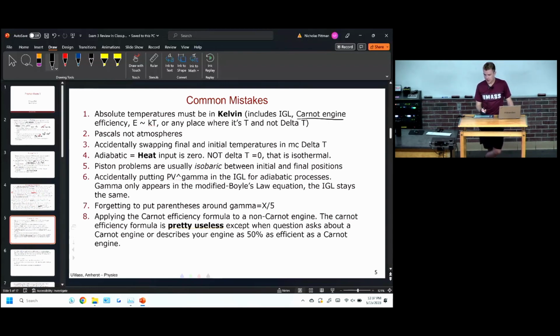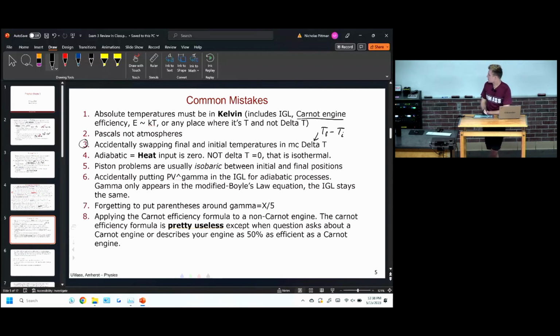Remember to convert to pascals, but I think you guys know that already. It's very easy to accidentally put T final for T initial and T initial for T final in MC delta T. Remember, delta T is T final minus T initial, like every other delta. Right, delta V is V final minus V initial, the same thing for T. So just be sure that T final and T initial are in the right places.